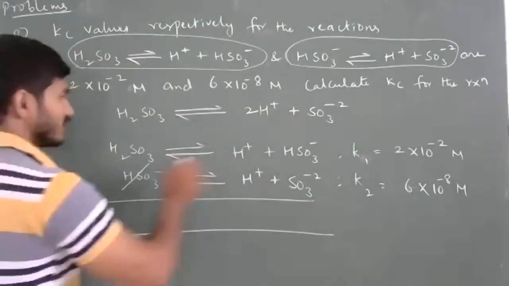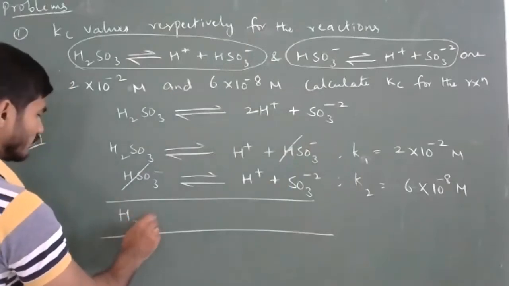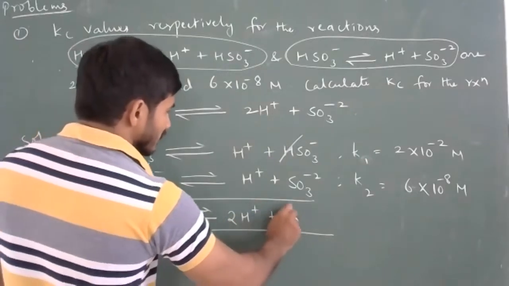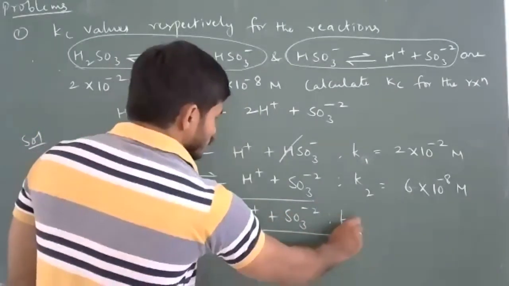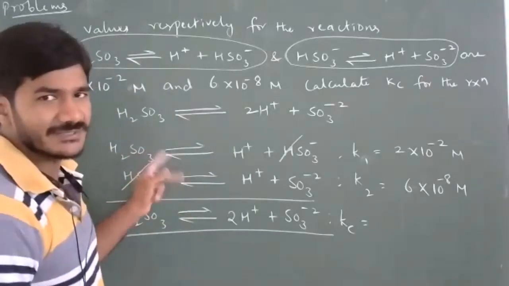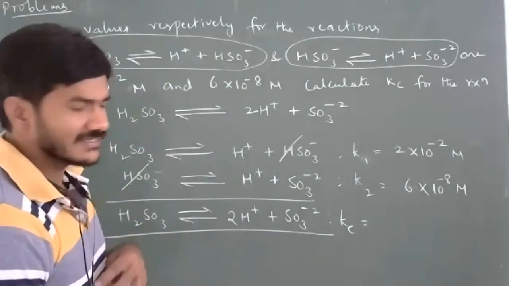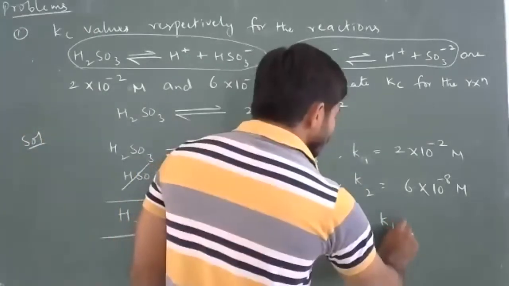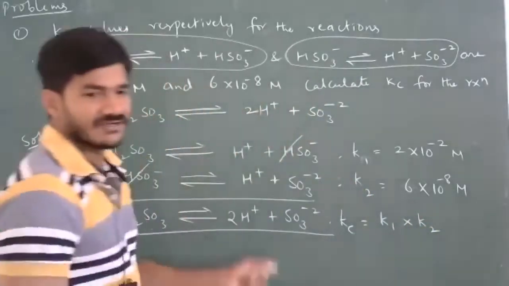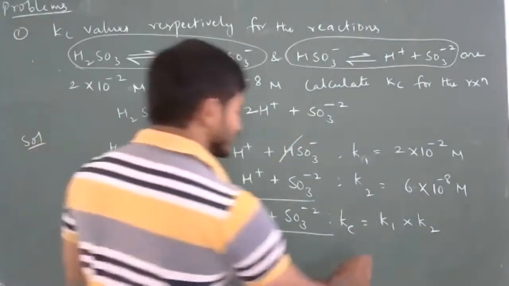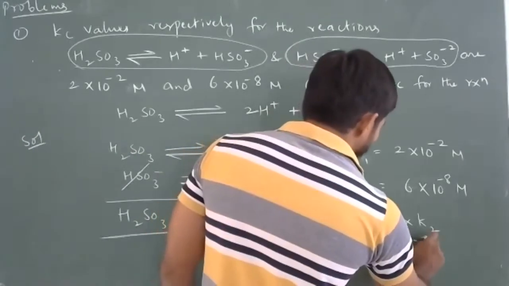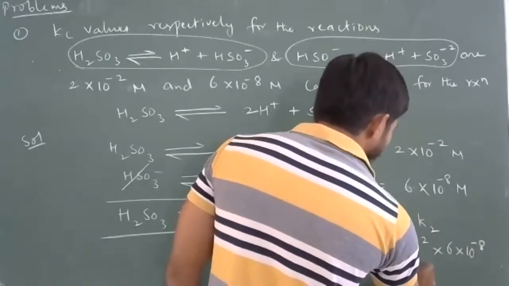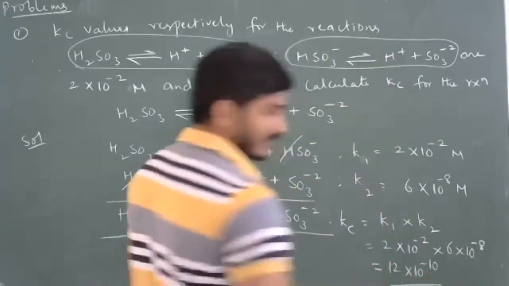When I add this, these two get cancelled. Remaining is H2SO3 gives rise to 2H plus SO3 minus 2. So I told you, whenever two equations are added to get a third equation, the equilibrium constant is the product of the two equilibrium constants, K1 into K2. So multiply this, 2 into 10 power minus 2 into 6 into 10 power minus 8. You will get 12 into 10 power minus 10.